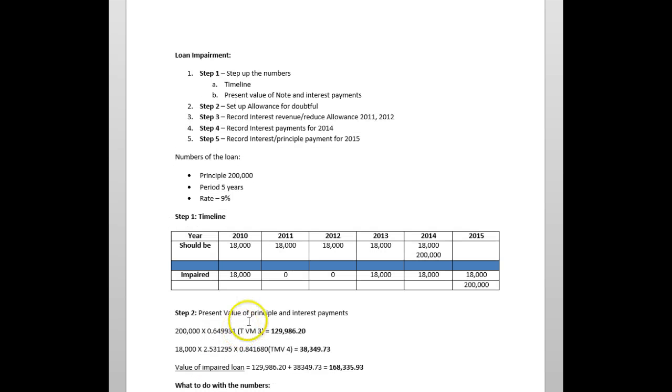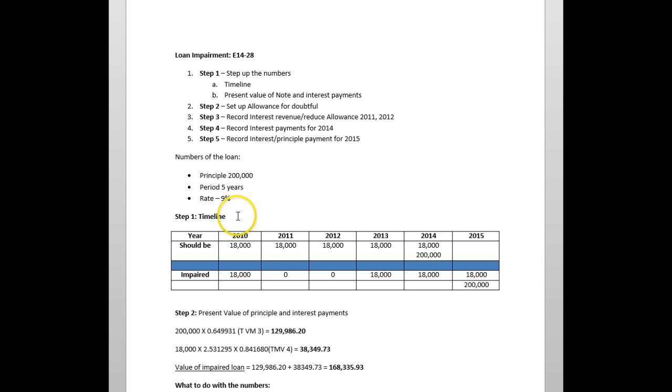Okay, put on your thinking caps. This is loan impairment, and it does seem somewhat confusing. So I'm going to try to break this down. This is actually exercise E14-28. The numbers are a note for $200,000 for 5 years at a rate of 9%.